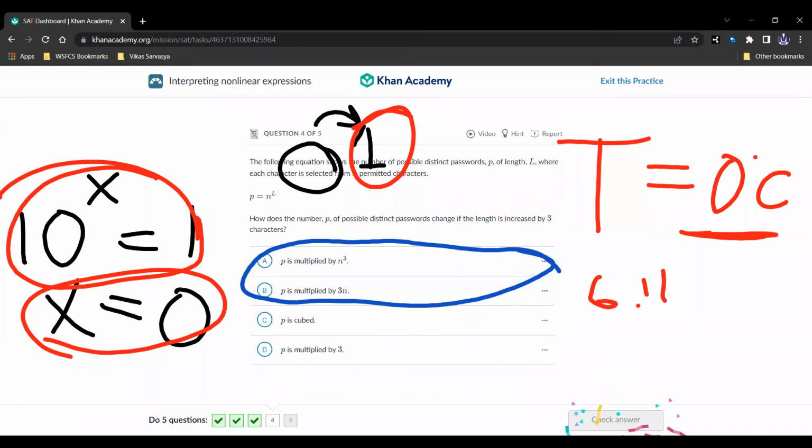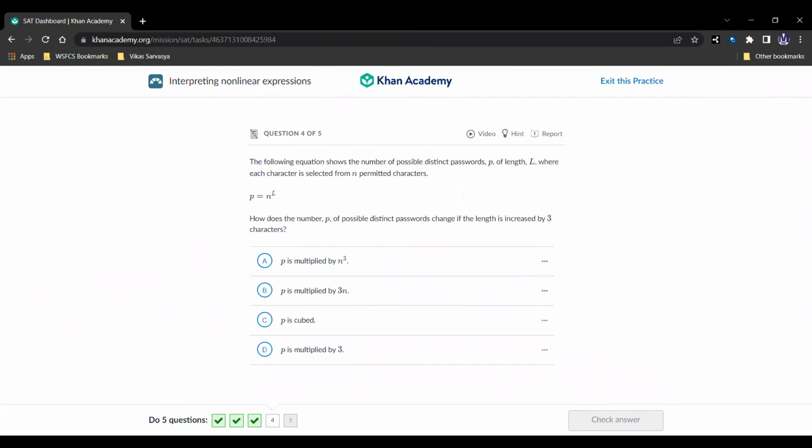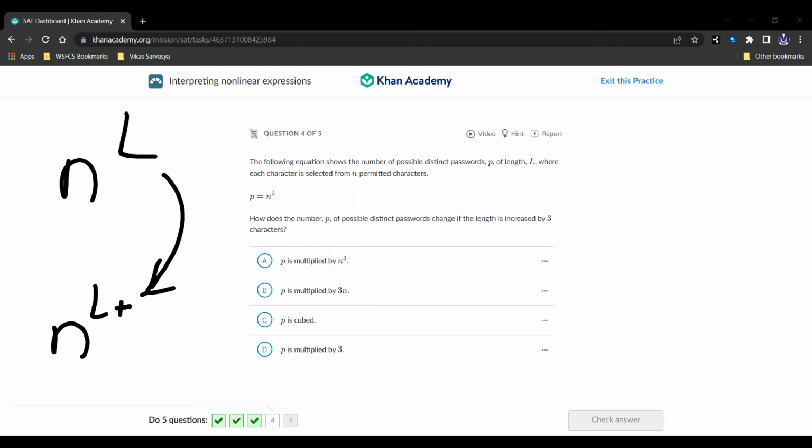Let's look at the next question. The following equation shows the number of possible distinct passwords P of length L. Each character is selected from the n permitted characters. How does the number P of possible distinct passwords change if the length is increased by 3 characters? Well, we can start with n to the L, and we go to n to the L plus 3. That's essentially what's going on.